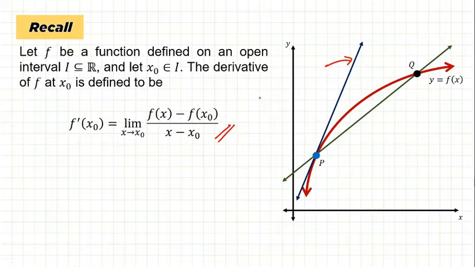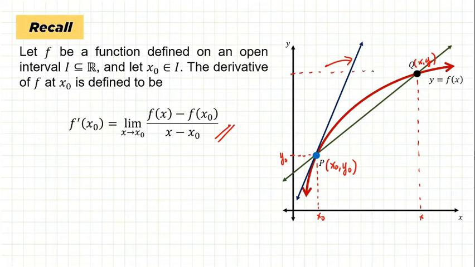Now, suppose our P has the coordinates x sub o, y sub o. So therefore, this is x sub o here, and this is y sub o here. And suppose Q has the coordinates x, y, then we have x here, and we have y here.